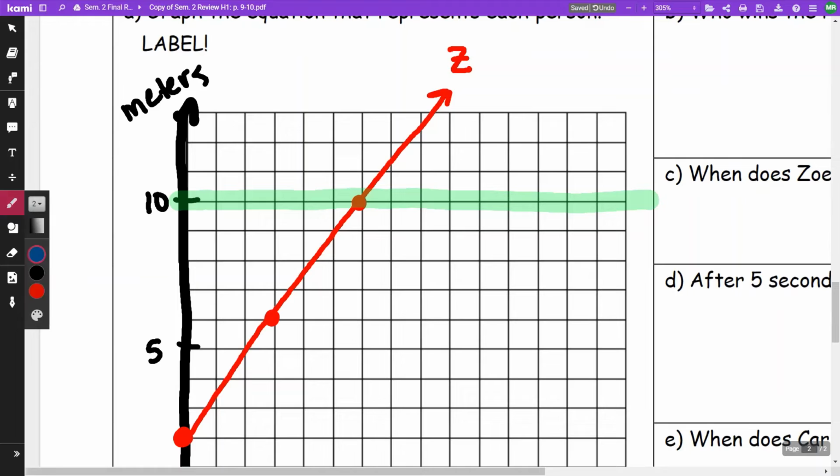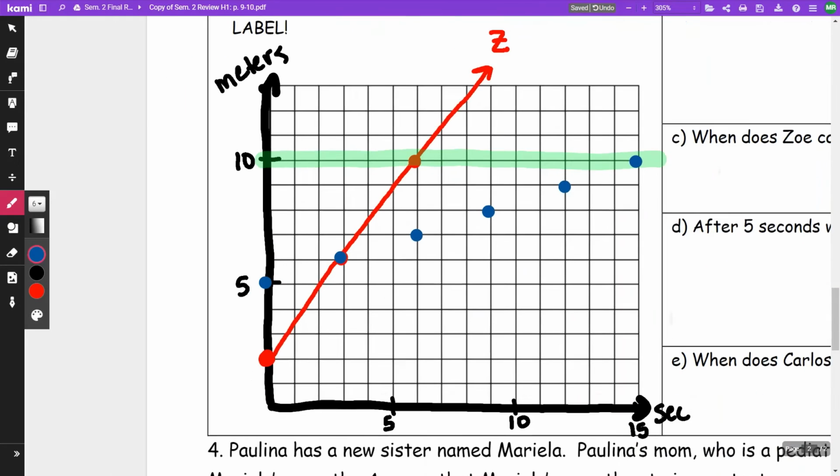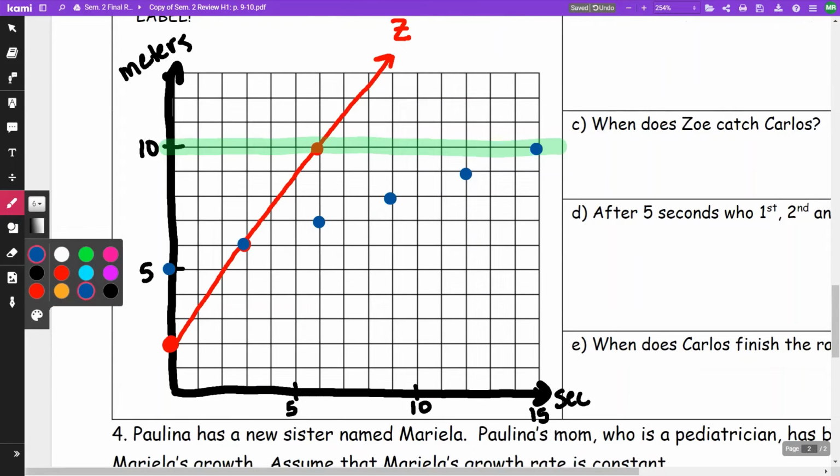So we're going to start at 5. And I'm going to go 1 meter every 3 seconds, 1 meter every 3 seconds, and so on. So right now I know that he finished at, if I went straight down here, 15 seconds. And let me draw his line.